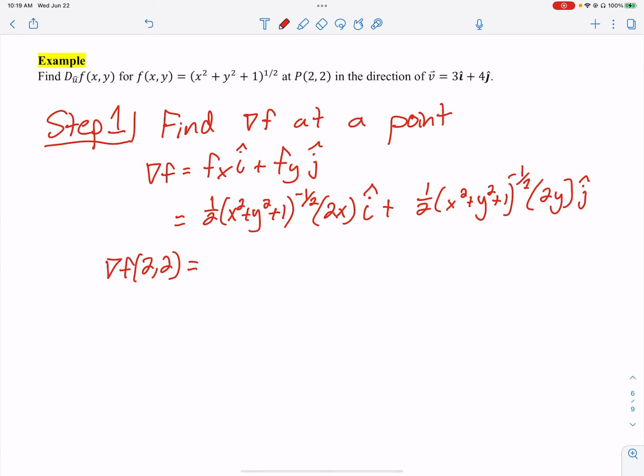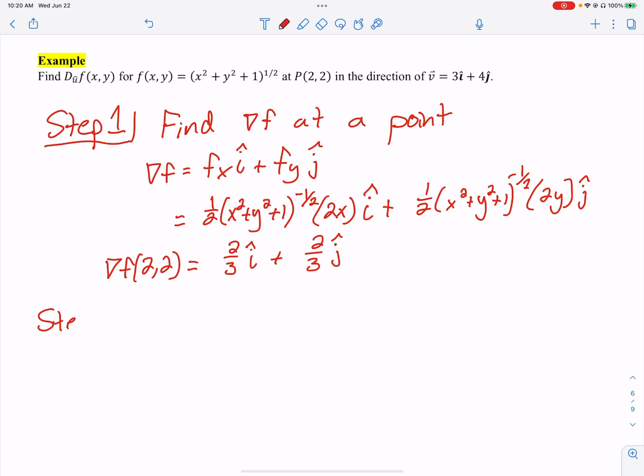So del f of 2, 2. I just plug 2 into everything. We end up getting 2/3 i plus 2/3 j. This makes sense. It's going to be the same because the only difference was the x and the y. All right, so now that tells me my gradient at that point. So if I'm standing at 2, 2 on this surface, if I walk in that direction, it's the steepest way up.